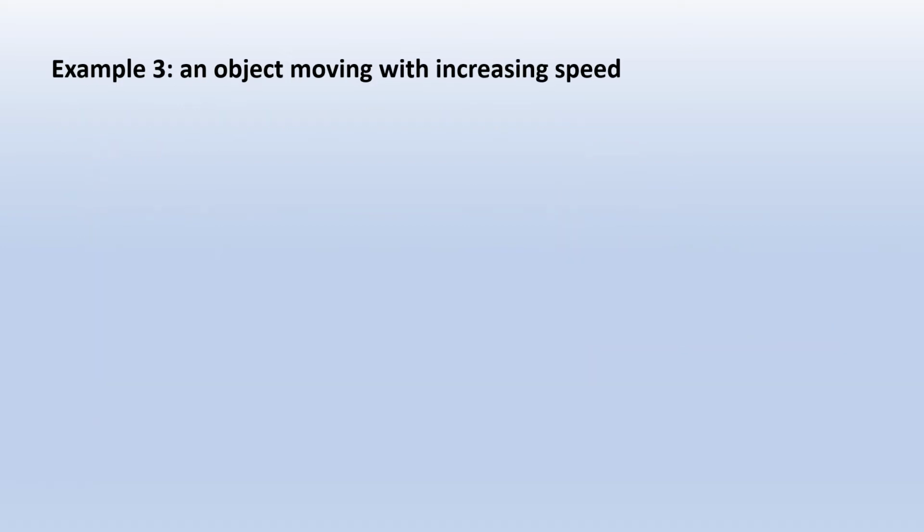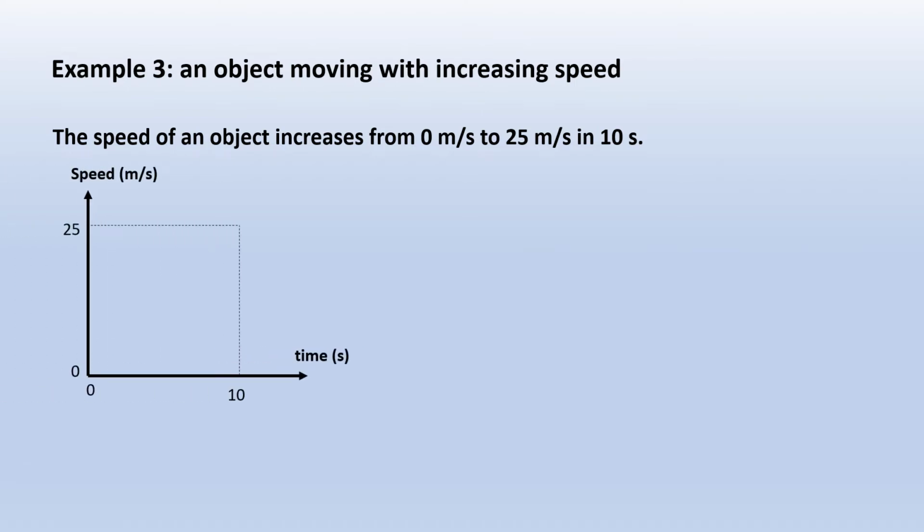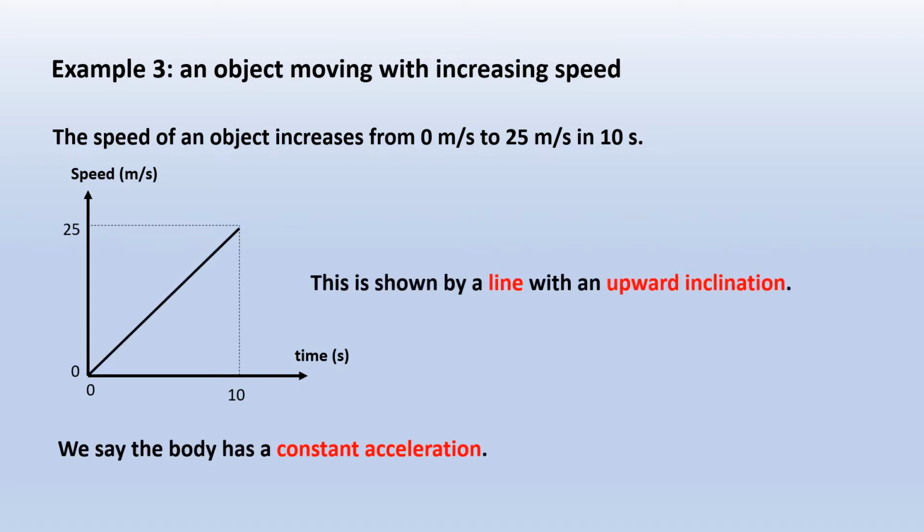Example 3. An object moving with increasing speed. For example, the speed of an object increases from 0 meter per second to 25 meters per second in 10 seconds. The speed-time graph of such an object is a line with an upward inclination. We say the body has a constant acceleration.